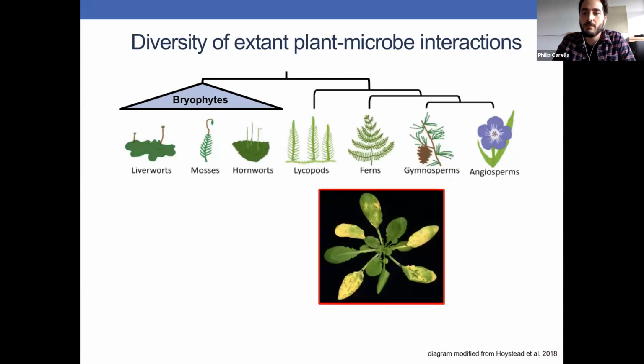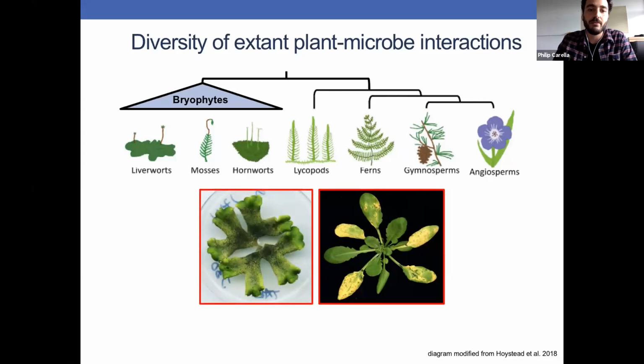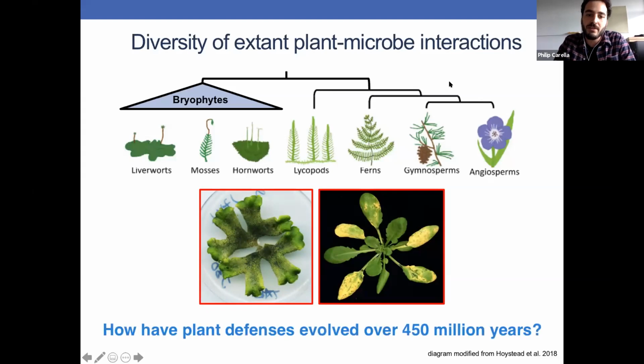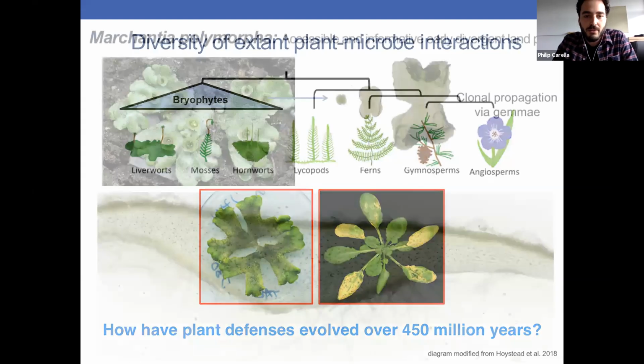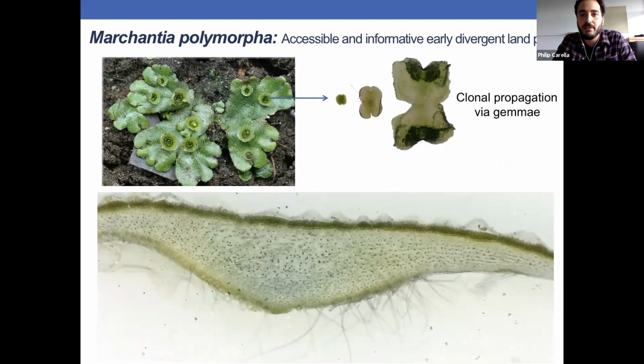We're most familiar with studying model angiosperms like Arabidopsis, but there's much less known about bryophytes, in particular Marchantia polymorpha, which is my main model organism. The theme of my research, the overall question, is to use the diversity of plants to understand how plant defenses have evolved over 450 million years. So, to do this, I'm using Marchantia polymorpha.